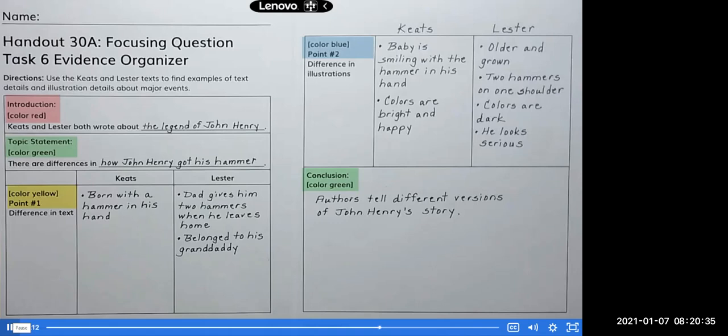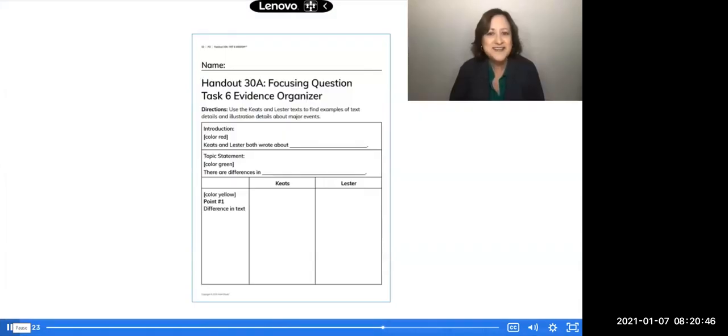Now that we have a good understanding of how this handout is organized, let's go ahead and get you set up for success. Please pause here to grab handout 30A and a pencil. If you have a copy of John Henry, An American Legend, you can also grab that now. But remember, if you don't have a copy, no worries. I'll have what we need to complete this task. Just hit play when you're ready to continue.